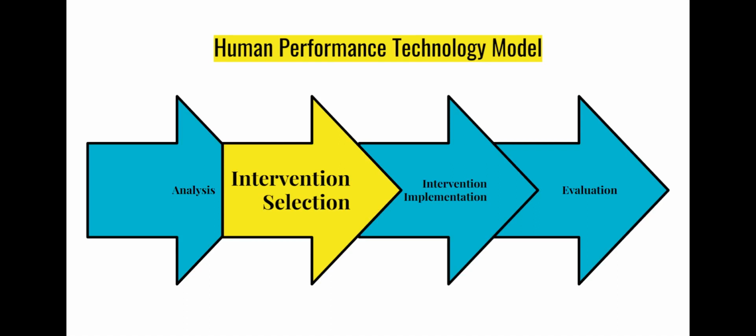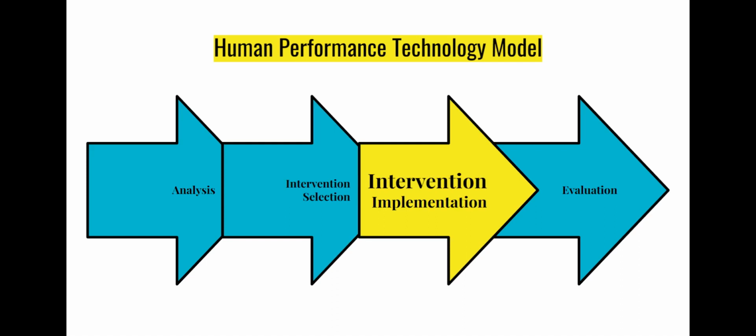The next step in the human performance technology model is the intervention selection stage. In this stage, a new problem has been identified, and now you have to determine what needs to happen in order to bridge that gap between the ideal performance and the actual performance. So you're going to pick some type of intervention to try to bridge that gap.